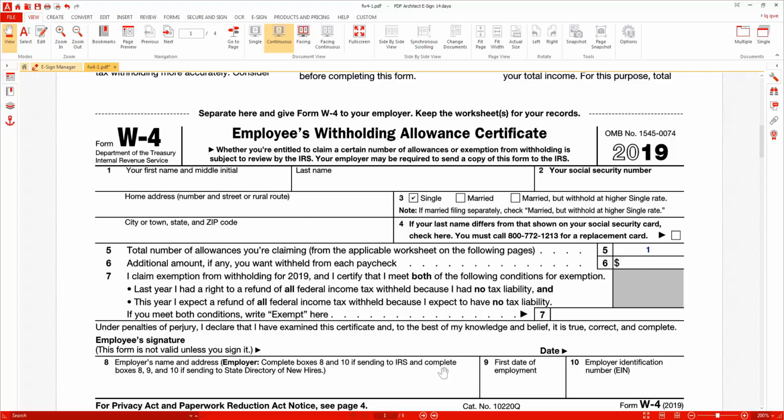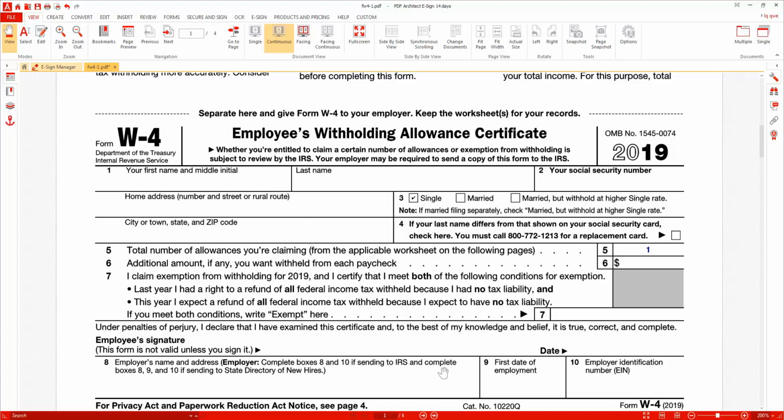The reason why you have a refund is because of a miscalculation of taxes, unless, of course, you have earned income credit or child tax credit or education credit. Or if you owe taxes, again, it's because of a miscalculation.